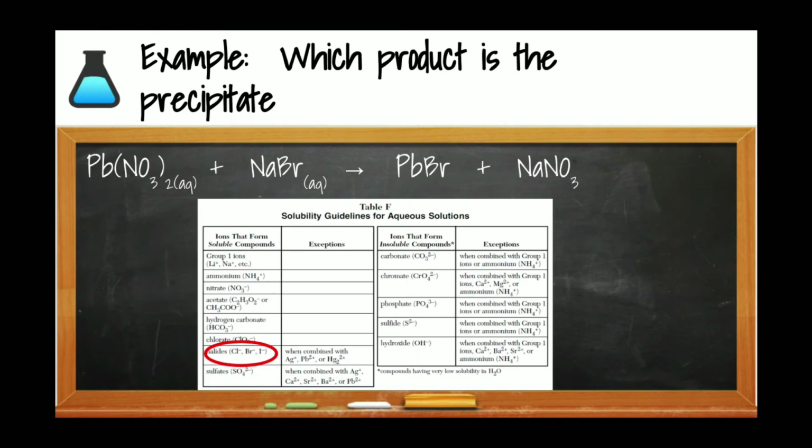Let's look at this different double replacement reaction where the products include lead bromide and sodium nitrate. Again, we have a halide or a halogen, bromine. These are soluble except with silver, lead, or mercury. So lead bromide is an insoluble precipitate. We'll follow its formula by an S. And sodium nitrate contains nitrate, which is soluble without exception. So we'll follow its formula with an AQ.